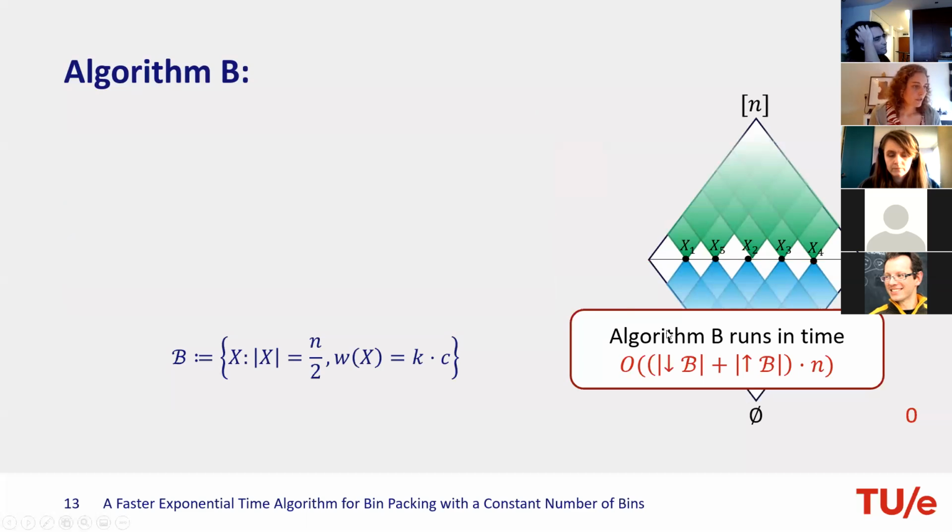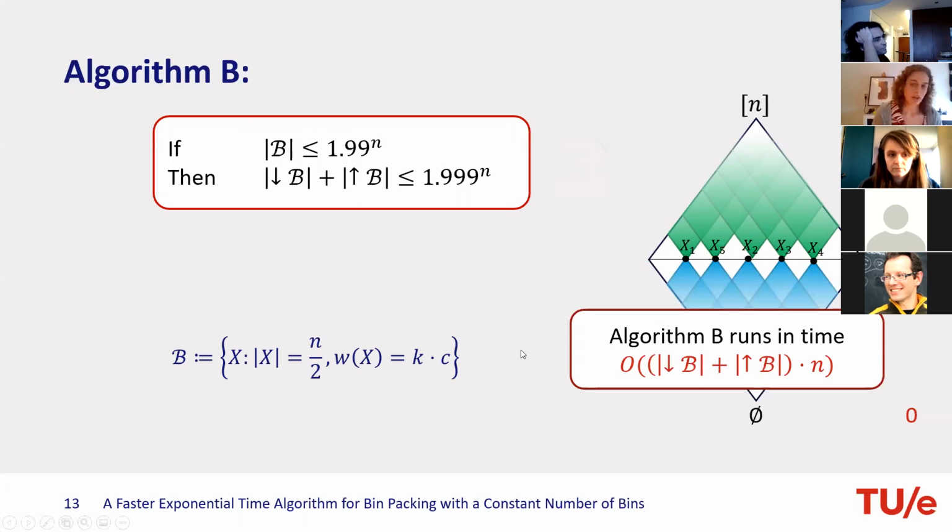So in general, the following holds. If this set B is smaller or equal than 1.99 to the n, then the up and the down closure together are also smaller than 1.9999 to the n. And this is not something I'm going to prove. And there's actually the assumption we heavily use that we only do things around the line n over 2 in B.